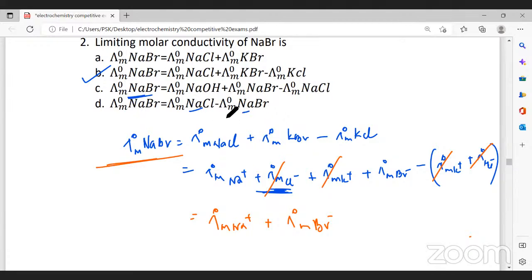And here you can see Na is there, Na is here also, Cl. There is nothing getting cancelled. So you will not get NaBr. But when you take NaCl, KBr minus KCl, you can see that finally we arrive at lambda naught M of NaBr. Correct?